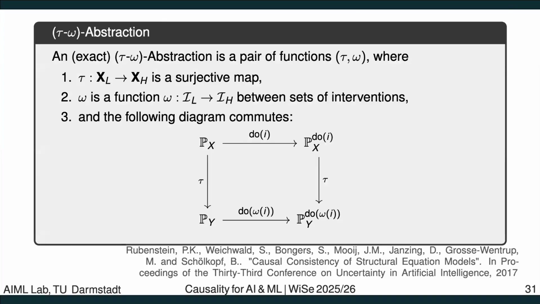So a bit more formally, tau needs to be a surjective map. Omega needs to be some function between interventions. And basically, the following diagram needs to commute. This is really the property, the last property from the last slide. So no matter which path we take from the probability distribution of X to the intervened-on Y, where X is the lower-level and Y is the higher-level causal model or variable configuration, it doesn't matter if we first intervene, then abstract, or first abstract and then intervene.